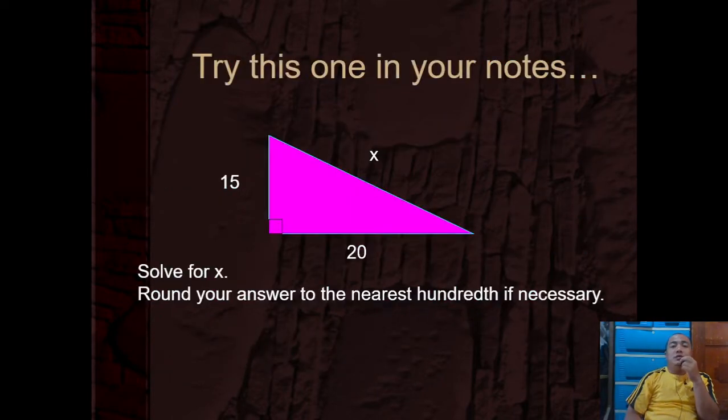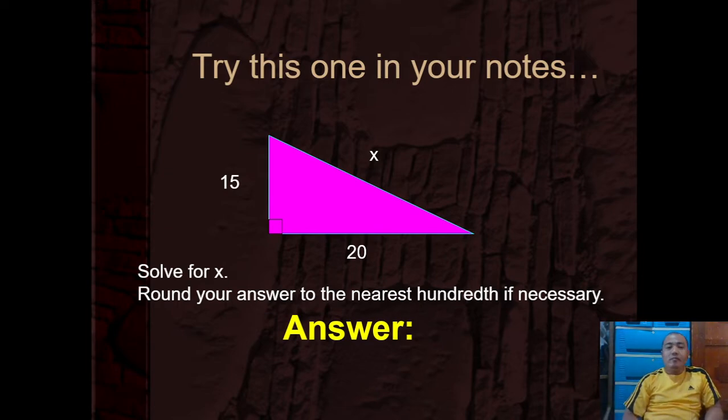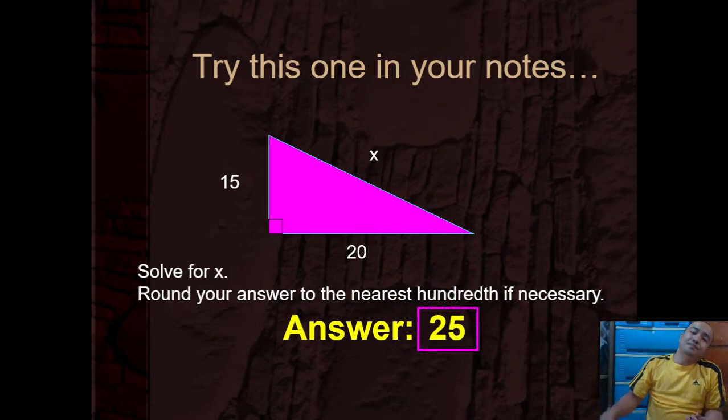Okay, try this one in your notes. The legs are 15 and 20. Find the length of your hypotenuse x. Round your answer to the nearest hundredths if necessary. What's your answer? Add mo lang, 15 squared plus 20 squared. 225 plus 400 is 625. Square root of 625 is 25. The length of x is 25.